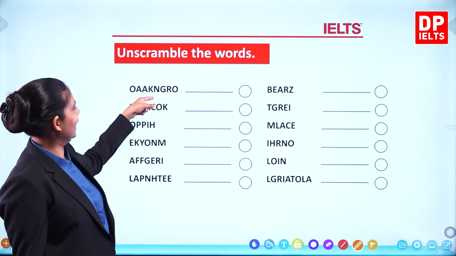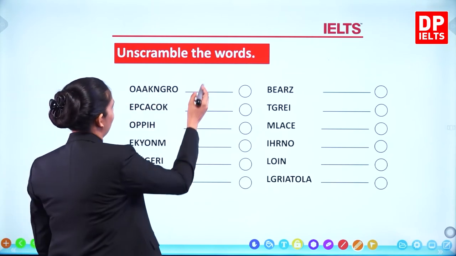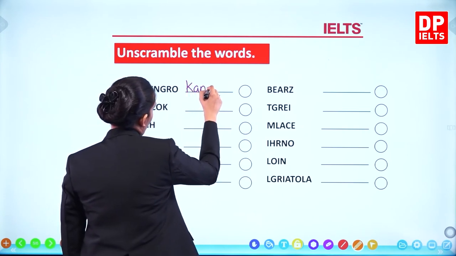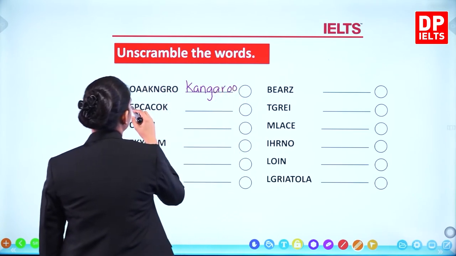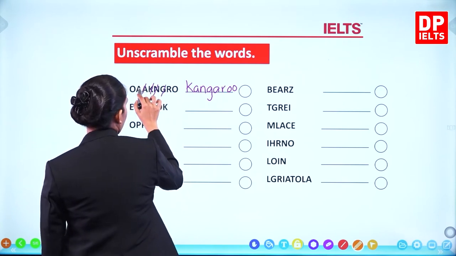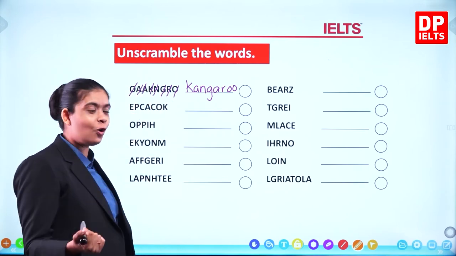Oh, who is this? The fellow that jumps up and down. Who is that? We have a kangaroo. Okay? Kangaroo. So let's see if we have got all the letters. We have the letter K, A, N, G, A, R, O, O. Perfect. So we've got all the letters.